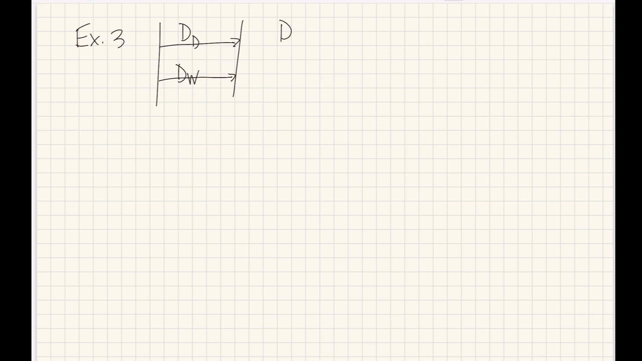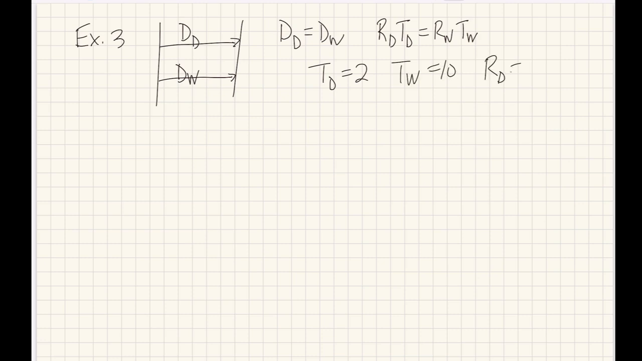So since dd is equal to dw, we also know that the rate of d times the time of d is equal to the rate of w times the time of w. We also know that the time of d is 2 and the time of w is 10. The rate of d is equal to the rate of w plus 16. These are all the pieces that we know from the problem itself. So now we're just going to substitute all of this in. So then we would have rw plus 16 times 2 is equal to rw times 10.